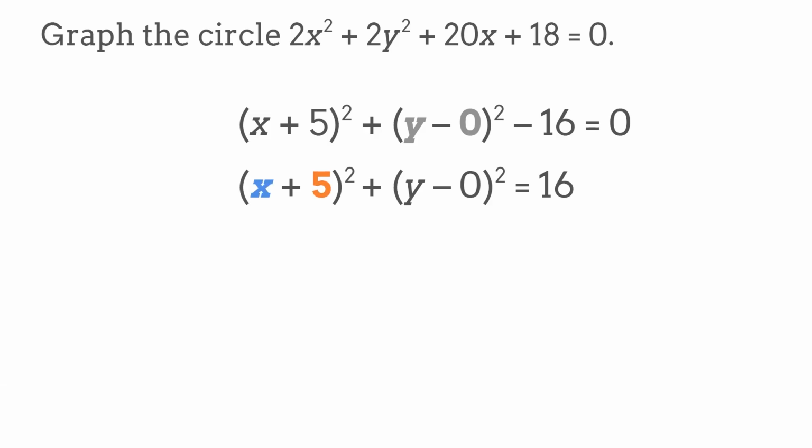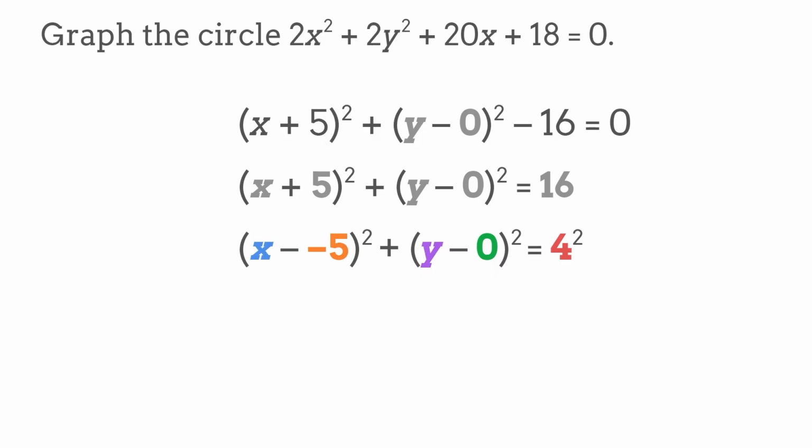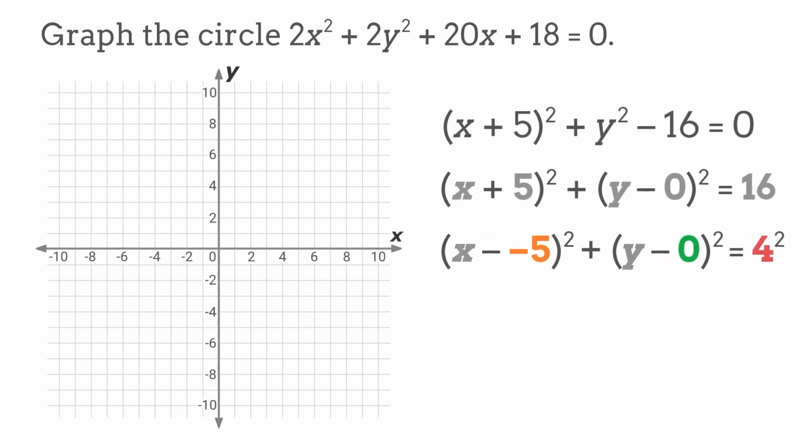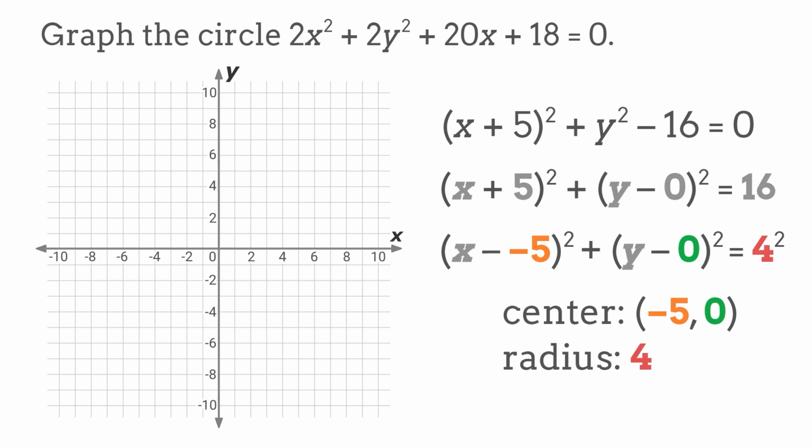(x plus 5) squared plus (y minus 0) squared equals 16. When determining the center of the circle, remember standard form has a subtraction inside the squared terms. Let's rewrite the first term as (x minus a negative 5) squared. Now we can identify the center and the radius to help us graph. The center is (-5, 0). The square root of 16 is 4, so the radius is 4.